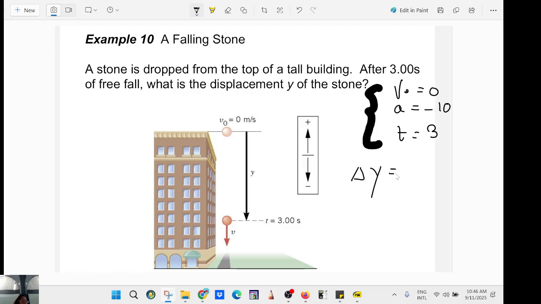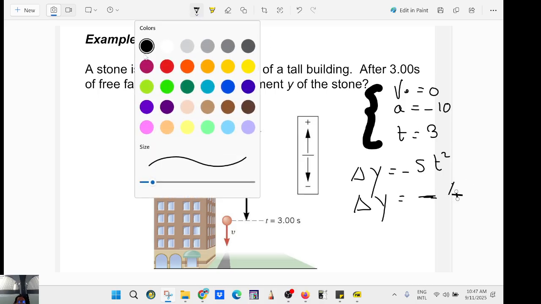And you know the kinematic equation by heart by now, right? So the coefficient is minus 10, but you divide by 2. The coefficient in front of t squared is always the acceleration divided by 2. So that will be minus 5t squared. So the displacement is going to be minus 5 times 3 squared. 3 times 3 is 9. 9 times 5. Very good.